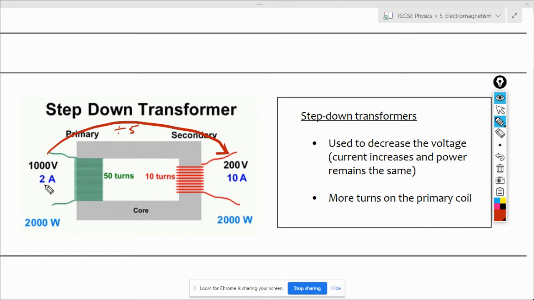Now just look, 2 amps gets turned into 10 amps, and that is times 5. So we have 2,000 watts of power on the primary, because 2 times 1,000 is 2,000, and 2,000 watts on the secondary, because 10 times 200 is also 2,000. So the power remains the same. If the voltage gets decreased, the current gets increased by the same factor.